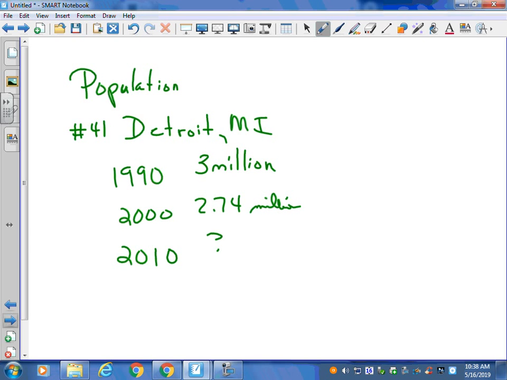Now, as you can see, the population's gone down. Well, you know, gang violence, everybody's moving away, jobs are gone. Detroit used to be big for music and cars. And since we have so many cars being made overseas now, it's a mass exit.